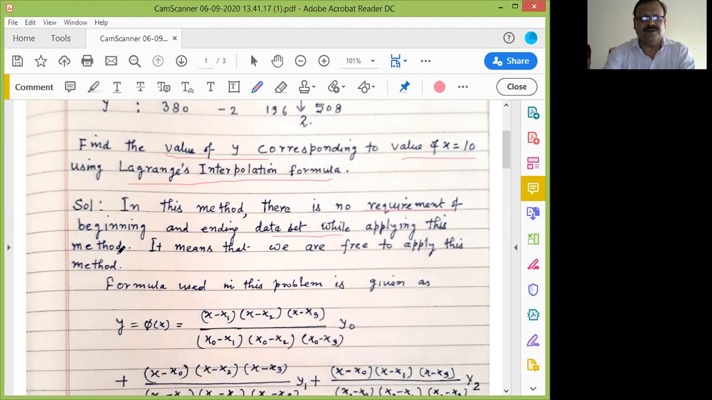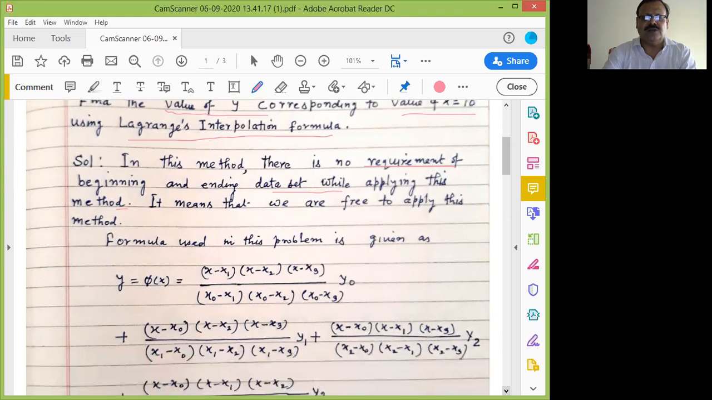If you remember Newton's forward interpolation as well as Newton's backward interpolation methods, we had to see the location of the data corresponding to which we compute the value of the function, whether it is located at the beginning or the end. Here there is no problem to judge the situation as we discussed for beginning and ending. So we directly write the formula.